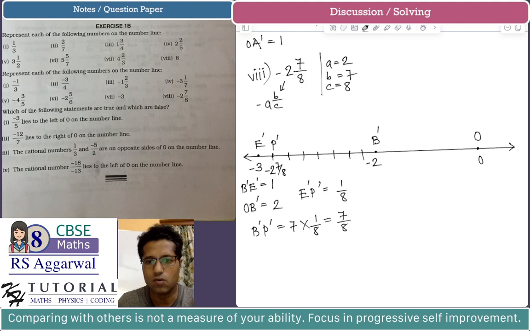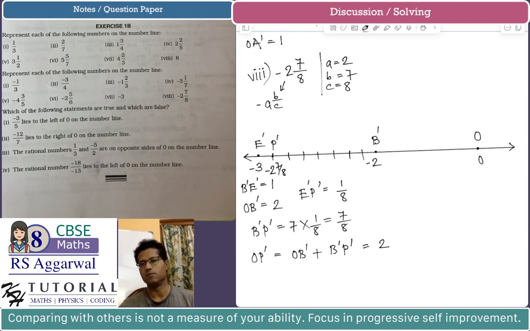Okay. Now what will be OP dash? OP dash will be OB dash plus B dash P dash. OB dash is 2. OB dash is not minus 2. Please don't make this mistake. OB dash is the distance between the points O and B dash, and distance between 2 points is always positive. So OB dash is 2 and B dash P dash is 7 by 8. So this is 2 plus 7 by 8, which is equal to 2 and 7 by 8.